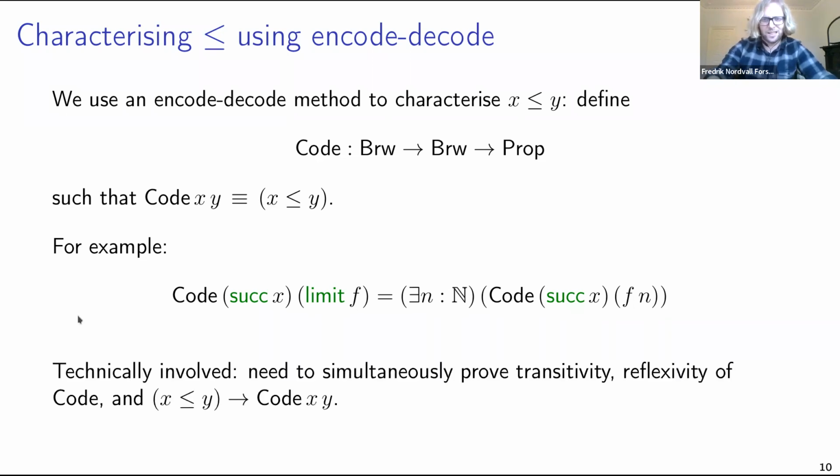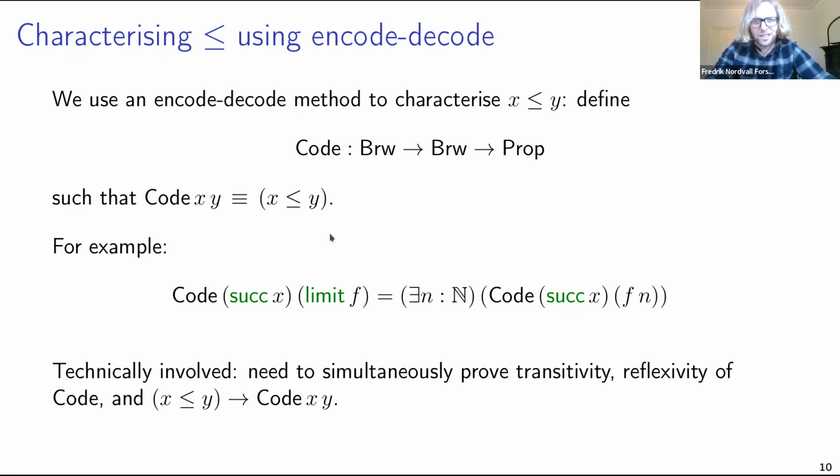And it's quite technically involved because everything is simultaneously defined. It's not enough to just define this, and then afterwards prove the equivalence, because, for example, these limits have to be increasing. We at the same time need to prove that code is transitive and that code is reflexive, and even one of these directions of the definition, simultaneously with the definition of code itself. So it was surprisingly involved, and it took us quite a lot of tries to get this right.